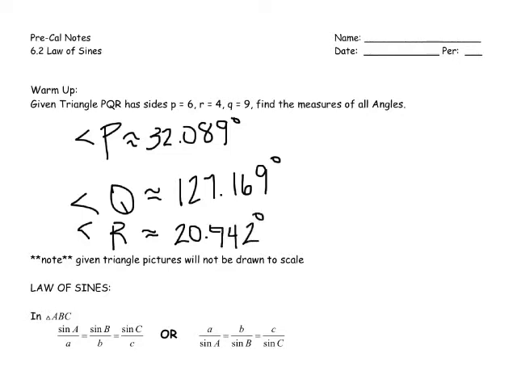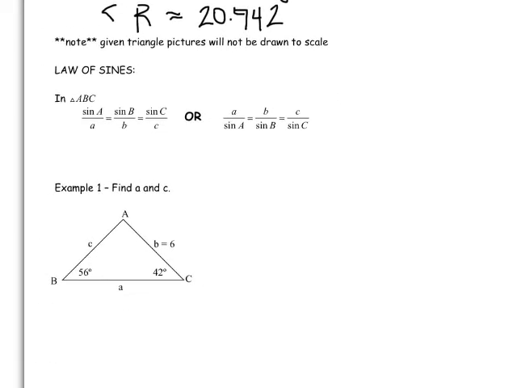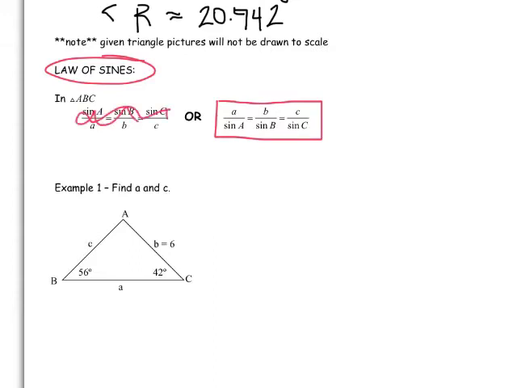Okay. All right. Today, though, what we're talking about is the law of sines. So the law of sines is obviously going to be using sine instead. I really prefer this second half. It's just a little bit easier to remember, I think. So that's the one that I always use. And it's just the corresponding side over sine of the corresponding angle. So a over sine A equals b over sine B equals c over sine C.